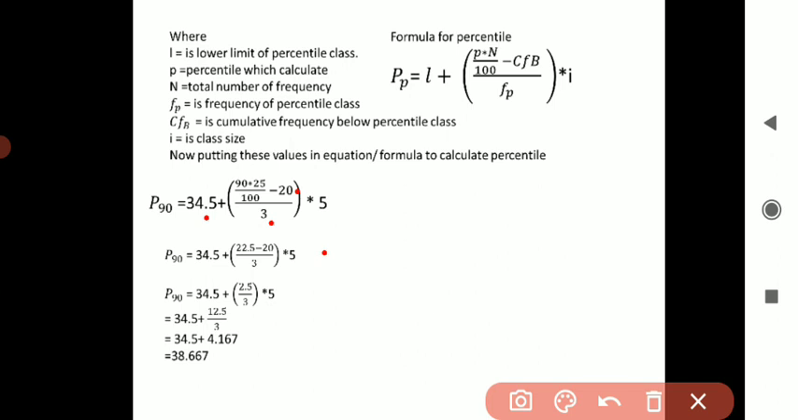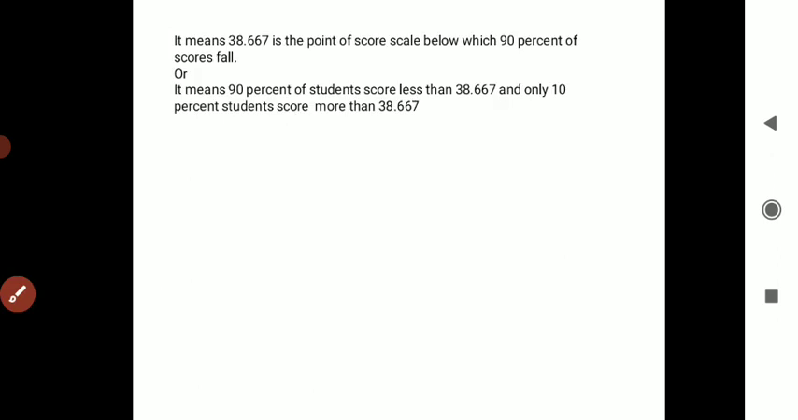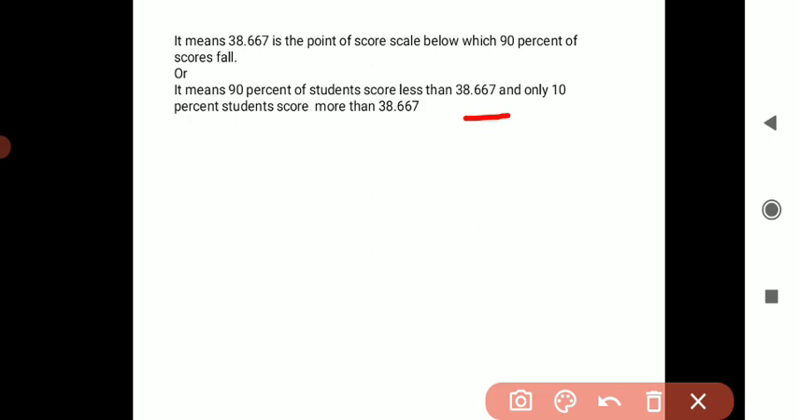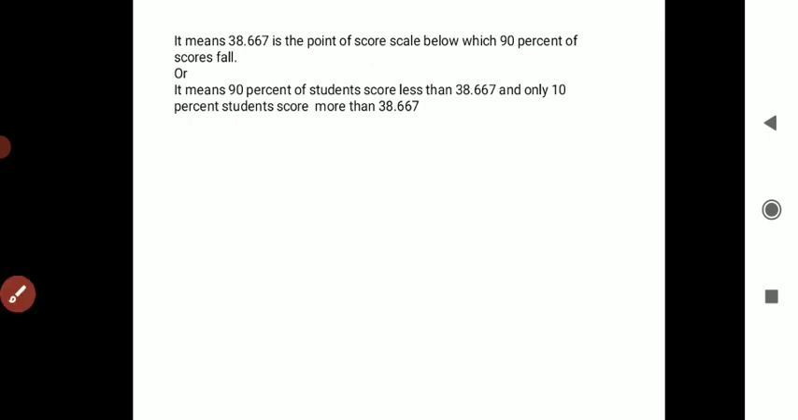So what does it mean? How do we interpret this value? The value we get, 38.667, is the point score below which 90% of the scores fall. In other words, it means 90% of students score less than 38.667, and only 10% of students score more than 38.667. Thank you for watching.